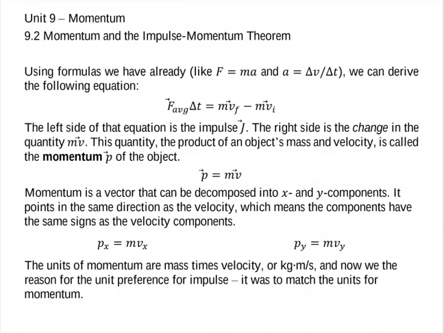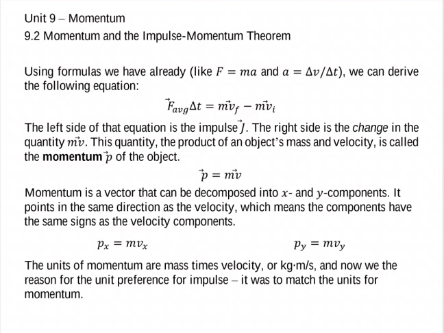So section 2 is momentum and the impulse momentum theorem. Yesterday, remember, we saw impulse was capital J, and the units are kilograms times meters per second. Today we have formulas that we're already aware of, like F equals ma. Acceleration is change in velocity over change in time. We're deriving this equation here.